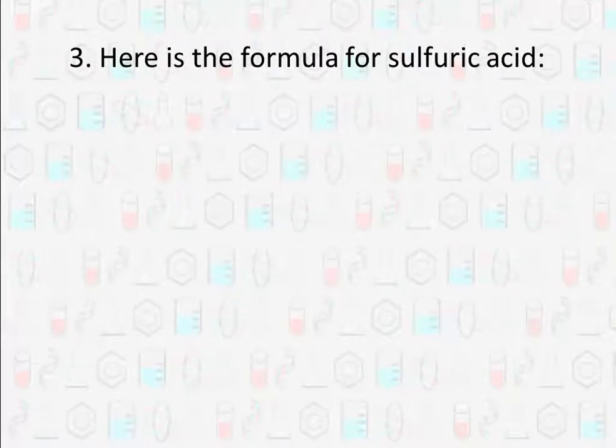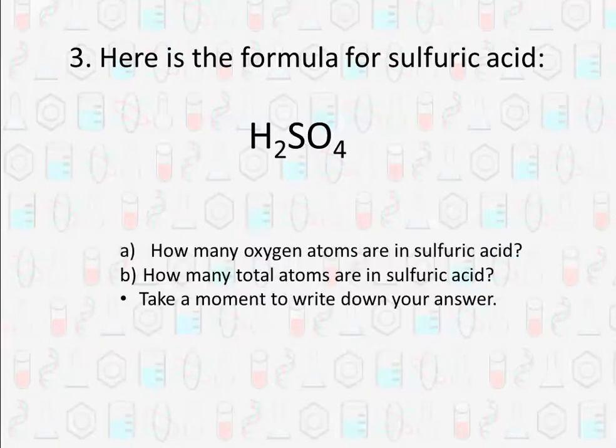So for number 3, here is the formula for sulfuric acid. Sulfuric acid's formula is H2SO4. So how many oxygen atoms are in sulfuric acid? And how many total atoms are in sulfuric acid? Take a moment to pause and count them up and write down your answer. Oxygen atoms and total atoms in sulfuric acid.